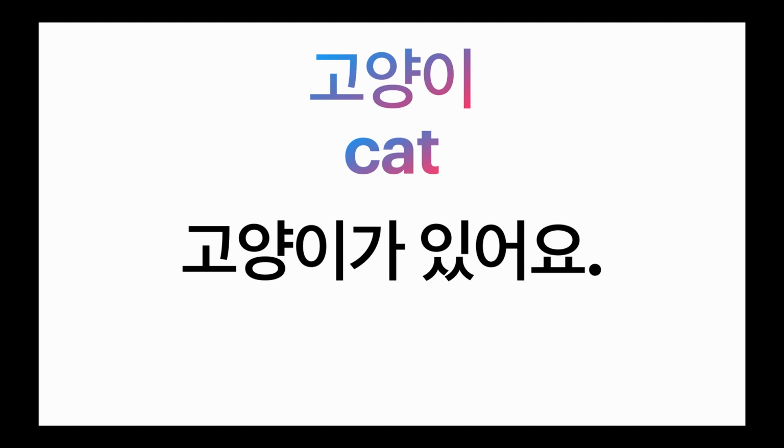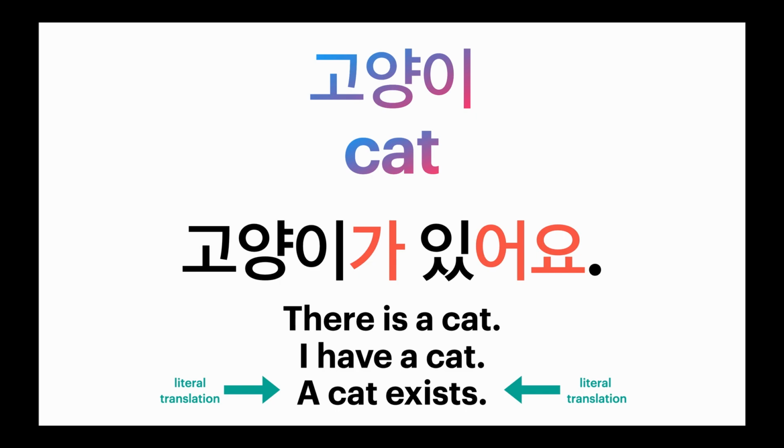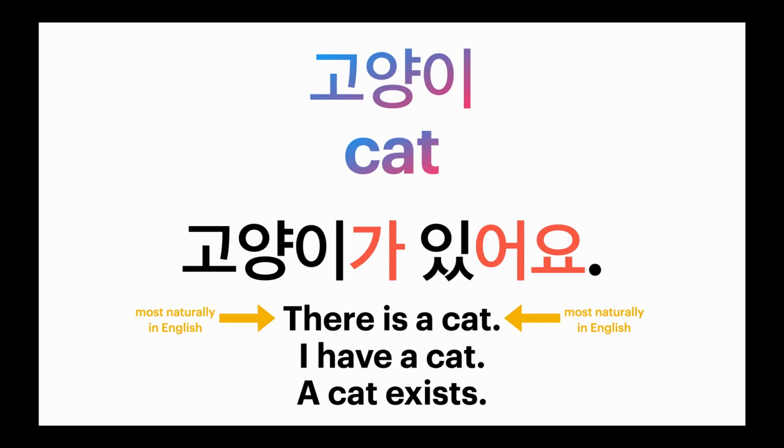Now, right now, just ignore the fact that there's this random 가 in there, and I've already conjugated 있다 into 있어요. But knowing that 있다 means to exist, then what do you think this sentence might mean? There's actually a variety of answers here. You could say, there is a cat, I have a cat, or a cat exists. A cat exists would be the most literal translation, but I would say that this would be more often said in English as, there is a cat.